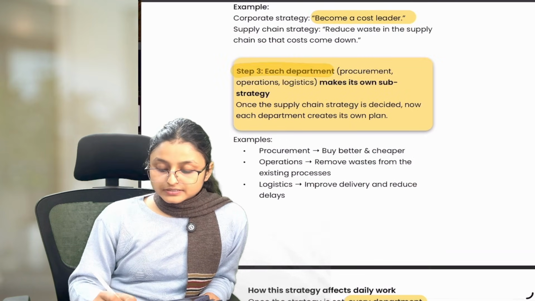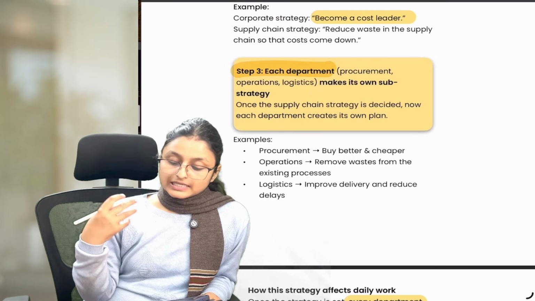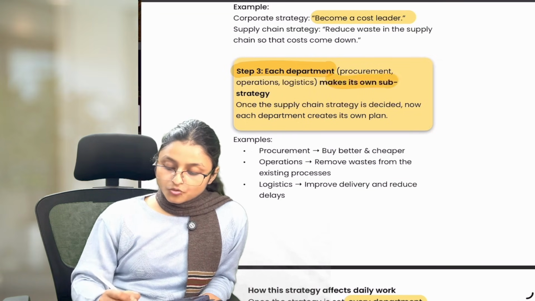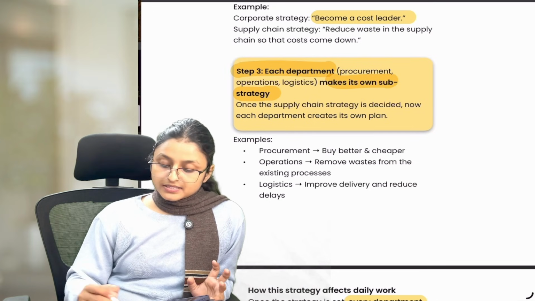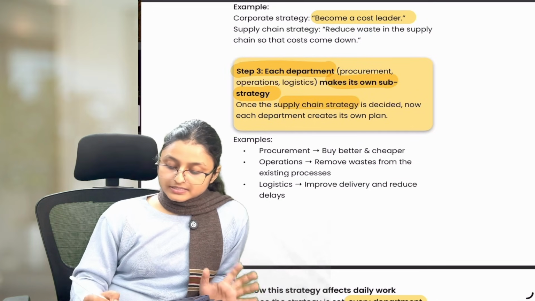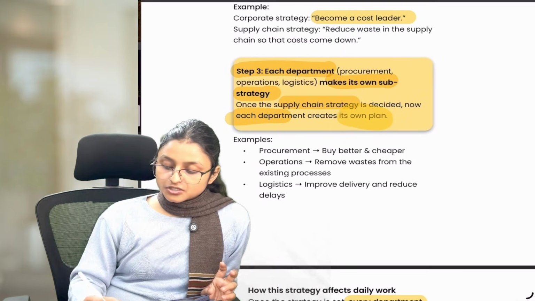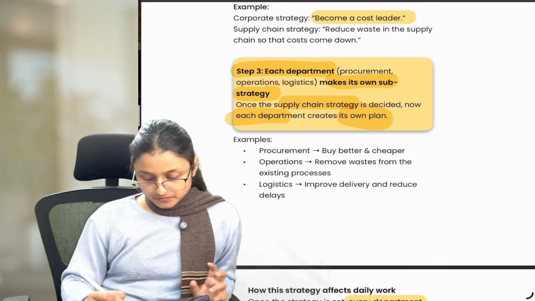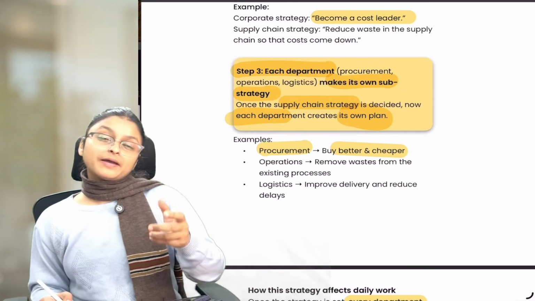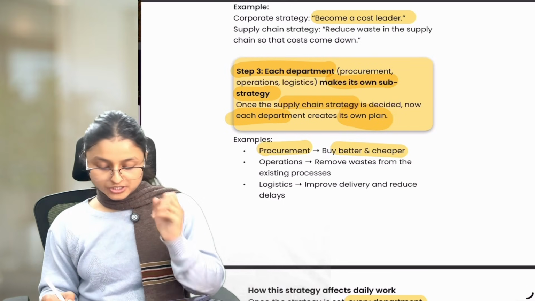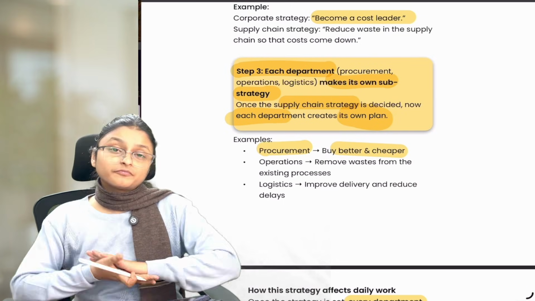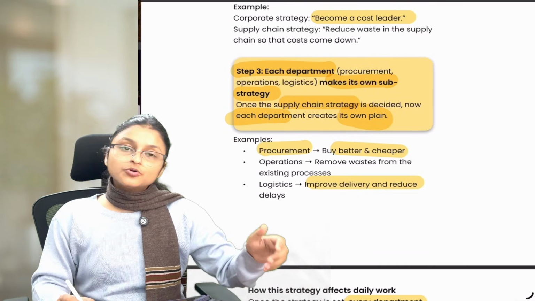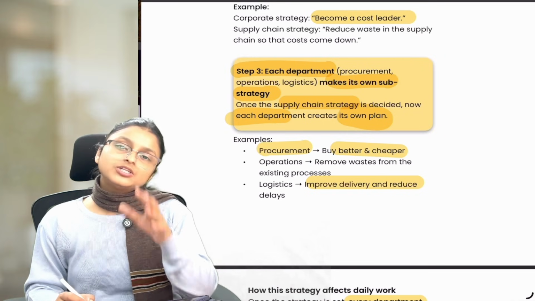Done. After this, step number 3 comes, which is each department in your supply chain will make their own sub-strategy. When the supply chain's main strategy is decided, each department creates its own plan, its own sub-strategy. Like procurement will decide that they will buy better and cheaper products. Operations has decided that they will remove wastes in their existing process. Logistics has decided that they will improve delivery and reduce delays.